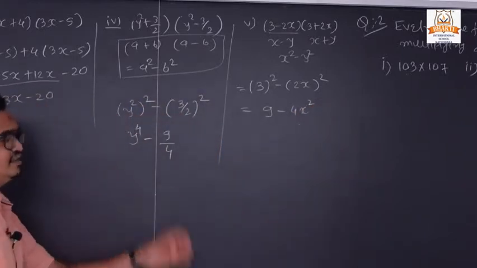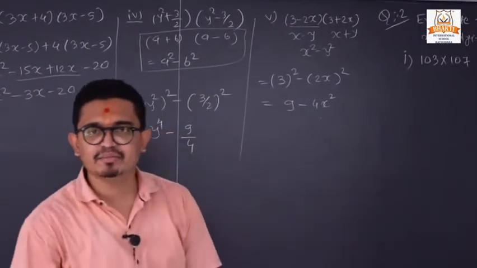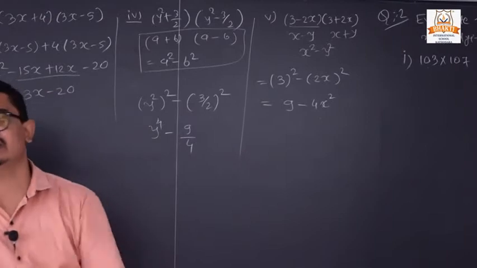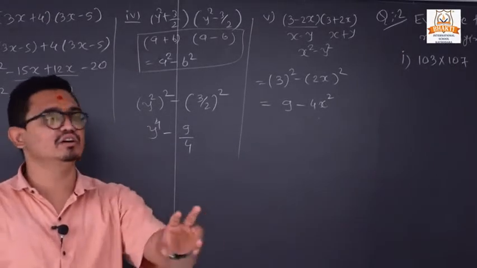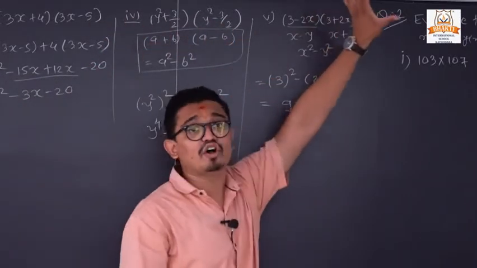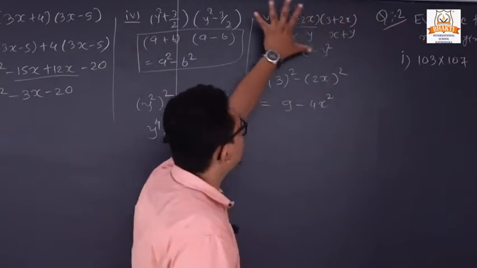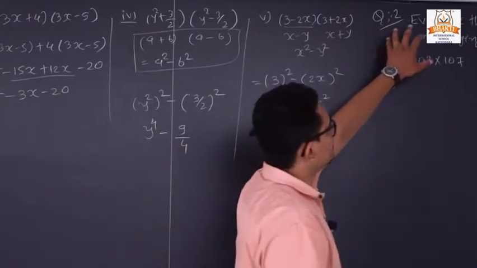So in question number 1 we are applying two identities, identity number 3 and identity number 4. We are not using identity number 1 and 2 because in all the sums there is no square of a whole expression. Clear? So that's why we are using identity number 3 and 4. Now we are going to the next question, question 2.